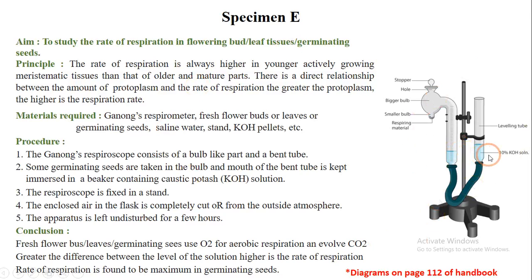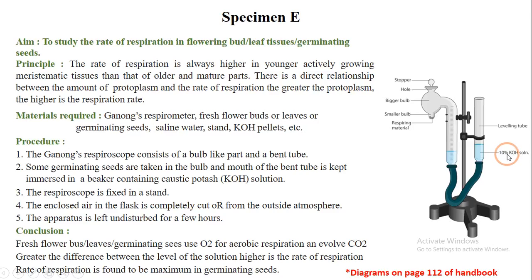After a few hours, what do we observe? We observe that the level of KOH solution in this tube will rise, and this saline water level will go down. With this observation, what can we conclude? We can draw a conclusion that the germinating seeds used the oxygen during their aerobic respiration, and as they used up the oxygen, they evolved some carbon dioxide, and the carbon dioxide that was evolved was absorbed by the KOH solution.